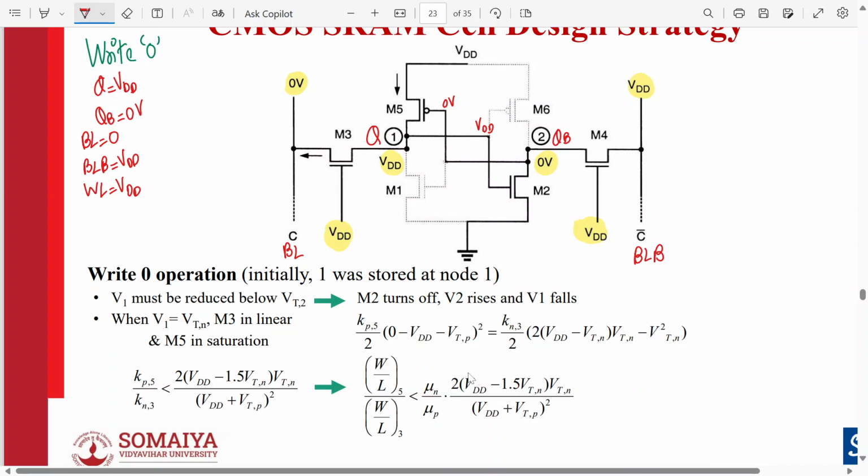Tell me how will you explain this? Which should be weaker, which should be stronger, or what will happen over here? Come on. You're writing 0 into it, right? So that means Q should become 0. Tell me what will happen over here.